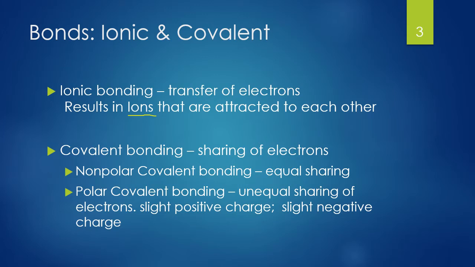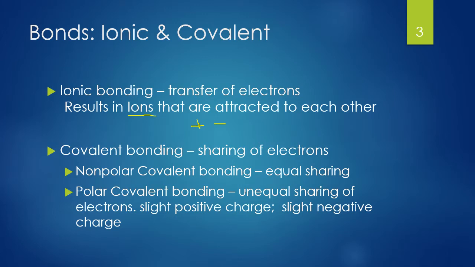For instance, if you have one element transferring or giving up an electron to another, you're going to form a cation, a positively charged ion that has lost an electron, and an anion, which is a negatively charged ion that has gained an electron. So now you have a positive and a negative charge, and what we know of opposite charges is they attract. So ionic bonding is the transfer of electrons, and the resulting ions are now attracted to each other due to their opposite charges.